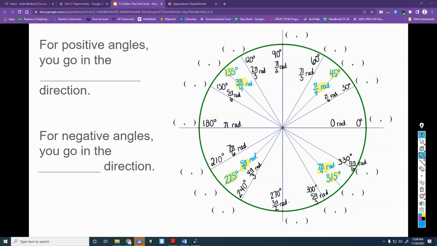If it were up to me, and I still decided to teach this, I would only do degrees. But the state of North Carolina said I got to teach you both. So we got to do degrees and radians.